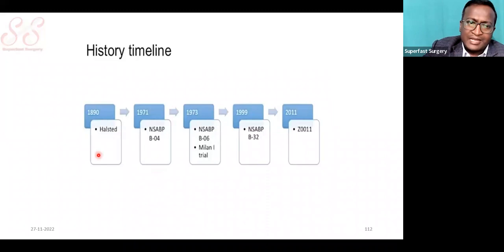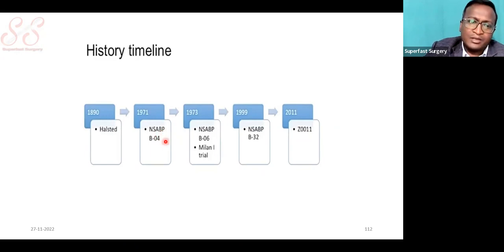So now from the Halstead concept of radical mastectomy, we move to modified radical mastectomy, thanks to that paper, the NSABP B04. NSABP is a landmark paper. NSABP is actually the National Surgical Adjuvant Breast and Bowel Project. It was founded by Fisher, and they perform numerous trials every year, and they give numbers to them.